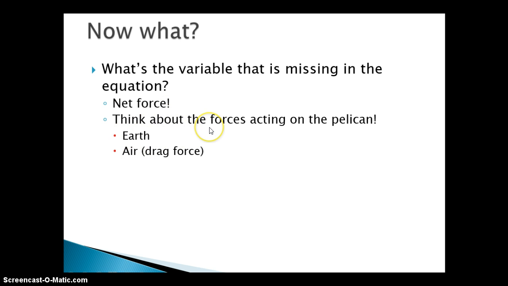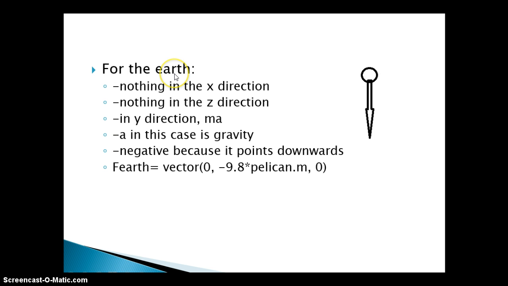Now we have to think about the forces that are acting on the bird. We know the earth is acting because of gravity, and we also know drag force is acting on it because it is flying through the air, so obviously that naturally occurs. Now we have to focus on the earth. We know nothing is in the x direction and nothing is in the z direction. However, there is something in the negative y direction. In this case, it is mass times acceleration, and it's negative because it points downwards. So we can make the net force vector for earth equal vector(0, negative 9.8 times pelican.m, 0), or we could just have made this g and then 0.